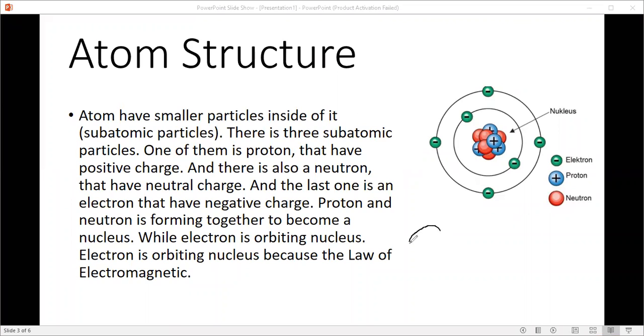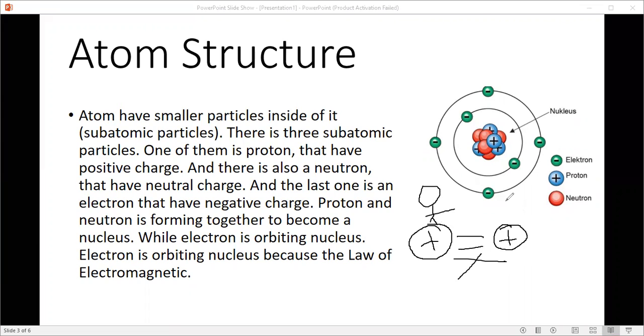So when a positive charge meets a positive charge, they will not join together. Just imagine positive is a boy that is joining together with another boy. This is not natural. A boy and a boy will not join together.